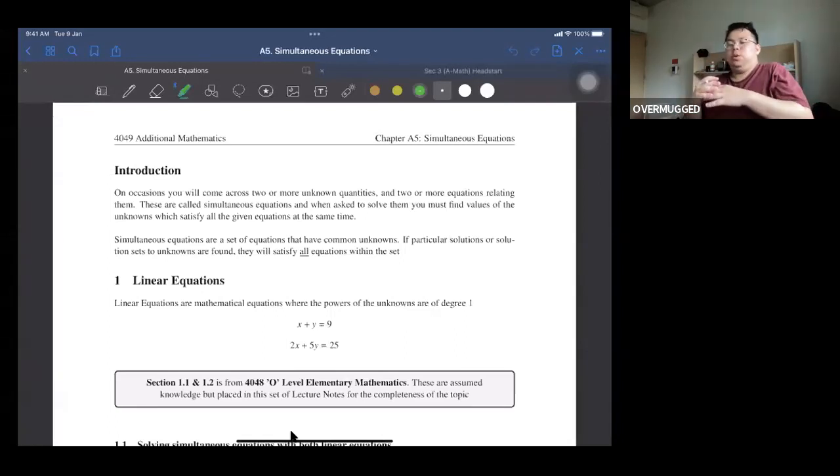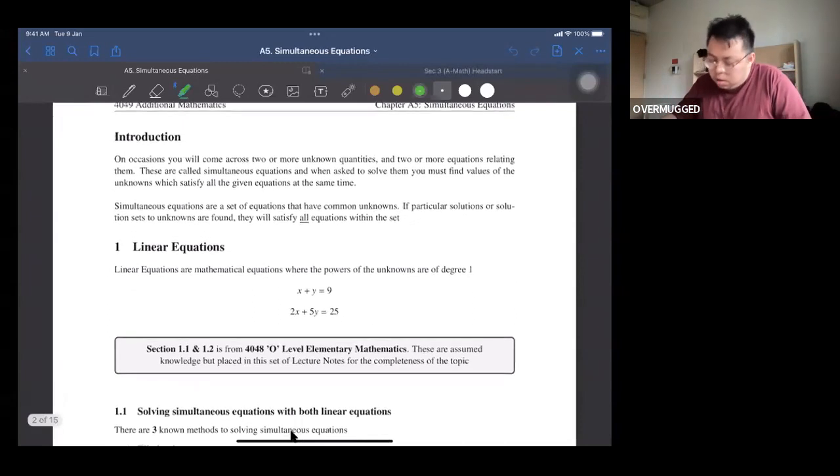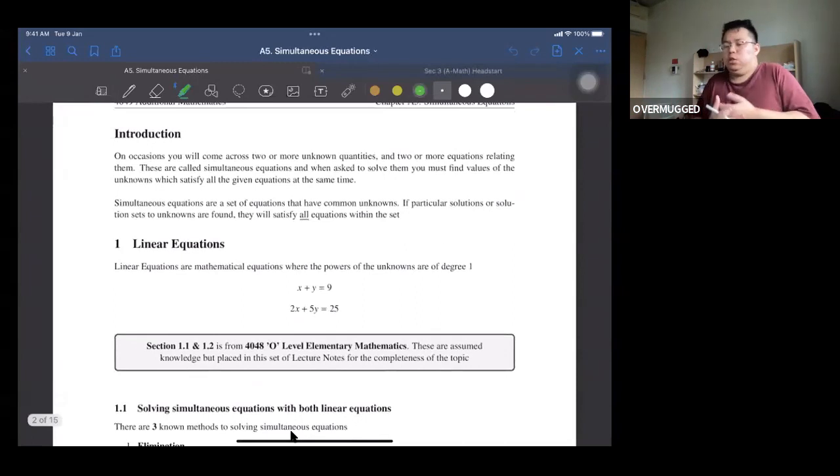So let's talk about the Sec 2 content first, because 1.1 and 1.2 are actually E-Math and Sec 2 content. So I'm going to do a little revision first. Now, what is the basis of a simultaneous equation? A group of simultaneous equations is where you are given two equations with two unknowns, most of the time x and y, in both of these equations.